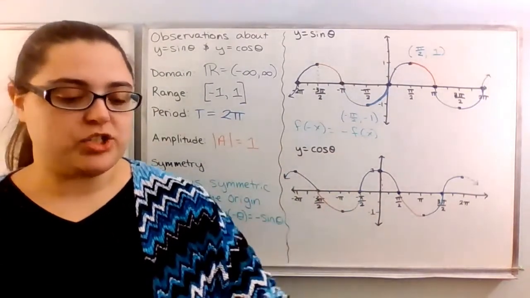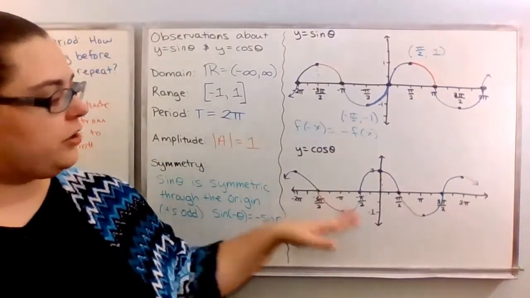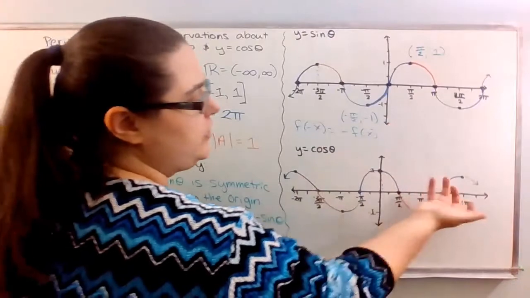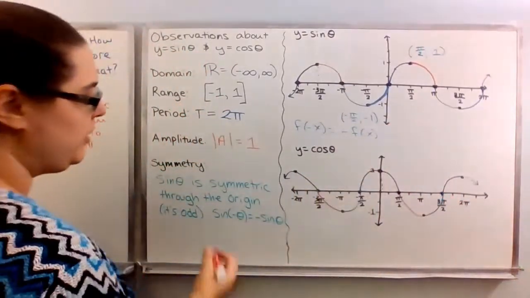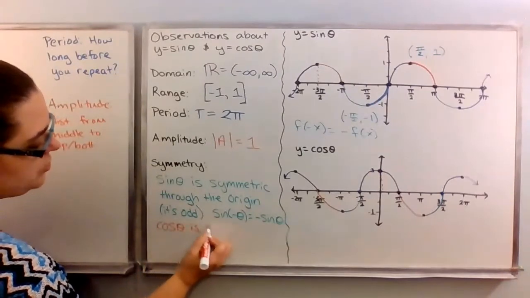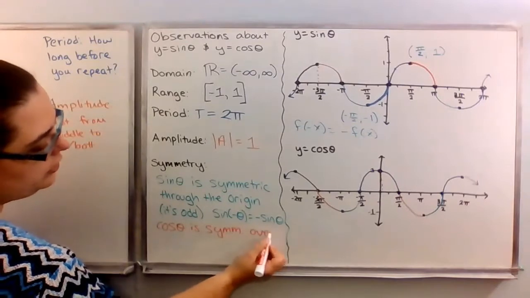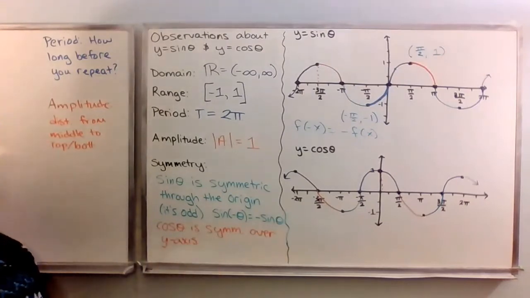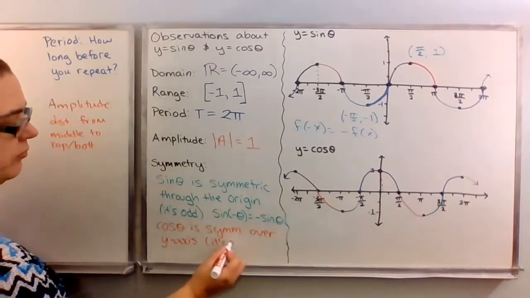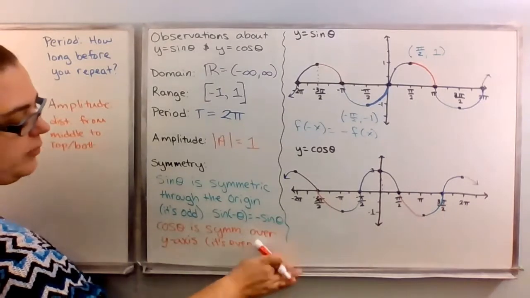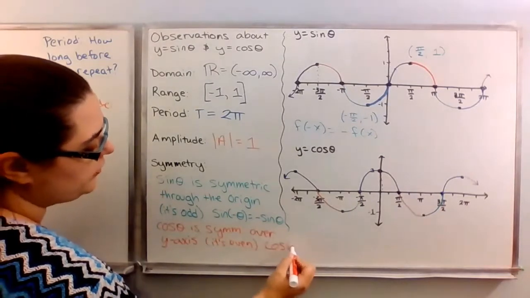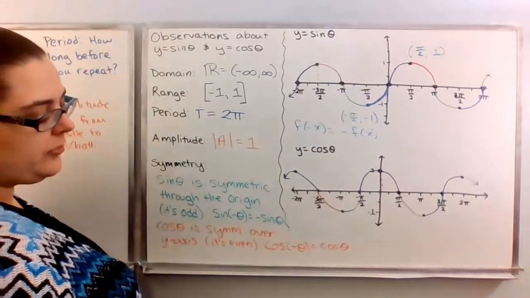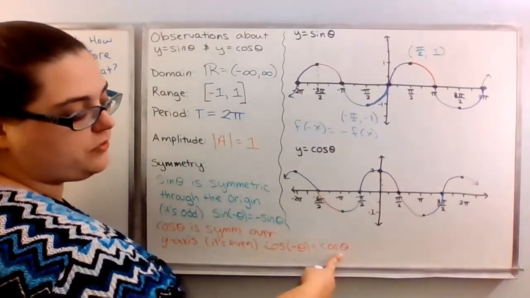So let's see if we can have some similar relationships for cosine. So when I look at cosine, now the symmetry isn't through the origin. The symmetry is over the y-axis, right? If I fold this in half, it's going to match up perfectly with those y values. So cosine is symmetric over the y-axis. So if we're symmetric over the y-axis, that means it's even. And that means that cosine of a negative angle is the same as cosine of the positive angle. So cosine of negative theta is the same as cosine of theta.